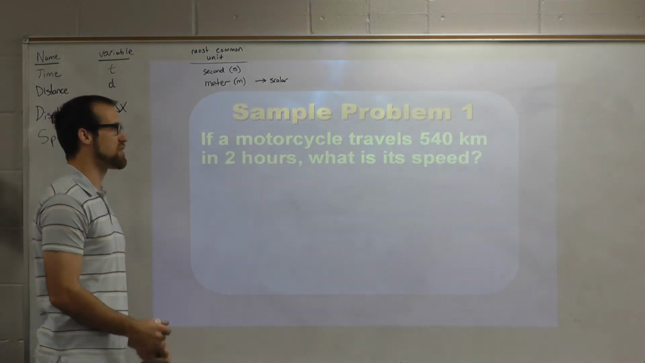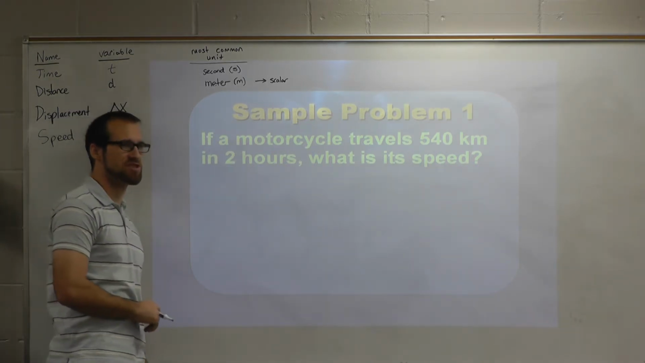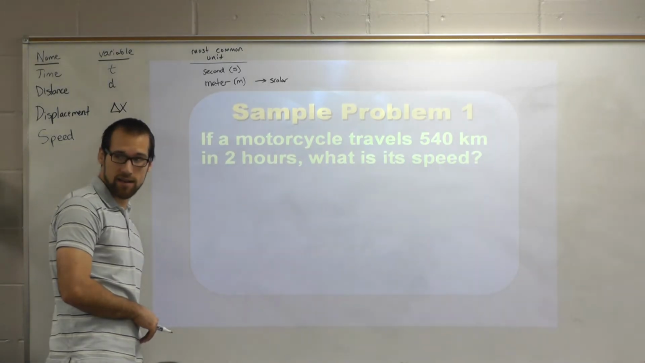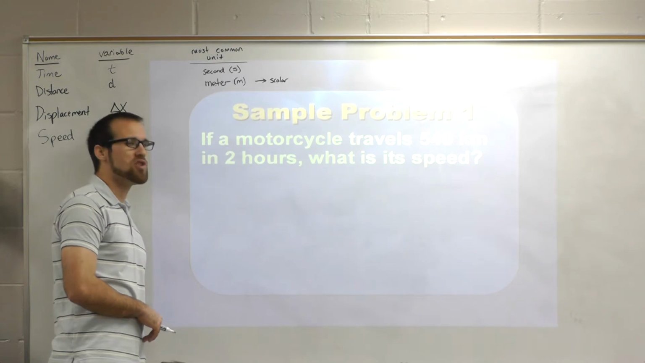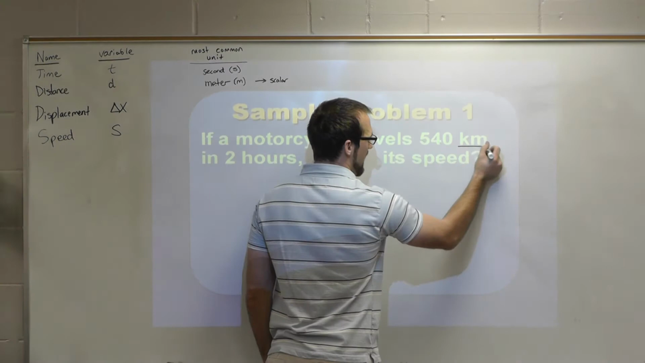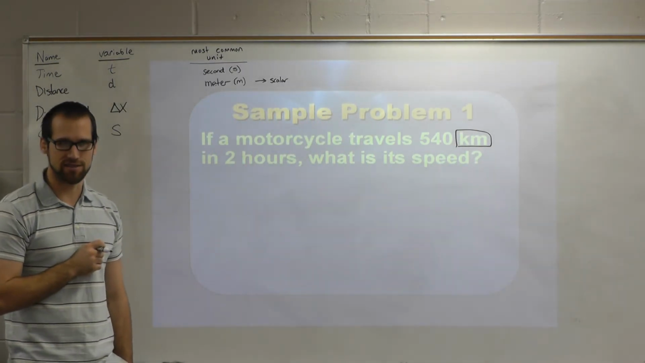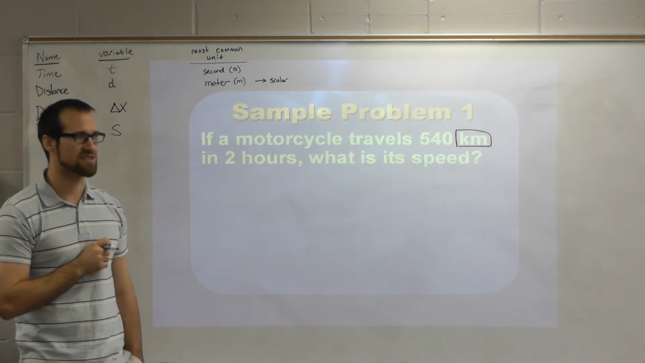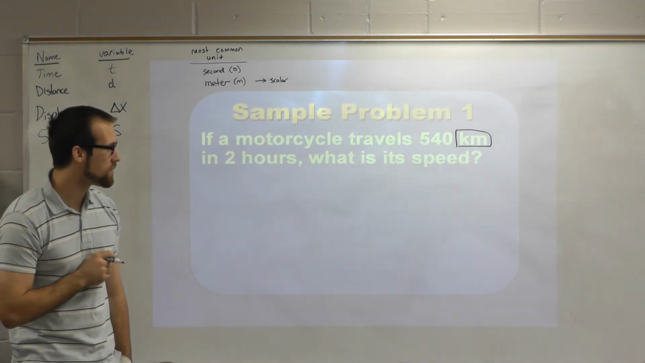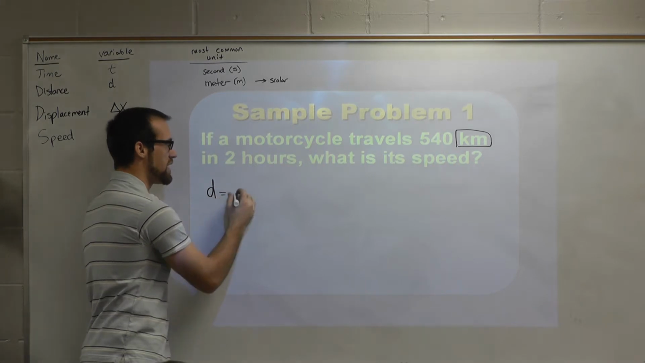It says if a motorcycle travels 540 kilometers, did it say the distance traveled was? No, it didn't, did it? Now you probably can figure this out from the context of the problem, but something that helps: I know this isn't your most common unit for distance, but it's just a distance unit with a prefix on it. What's the prefix? Kilo. So this is what I want you to do. I want you to put your variable and what it equals.